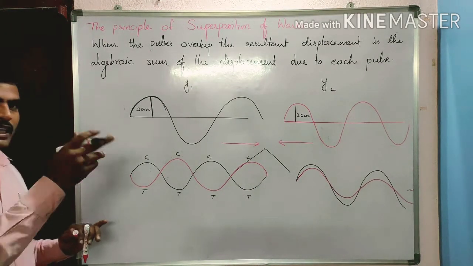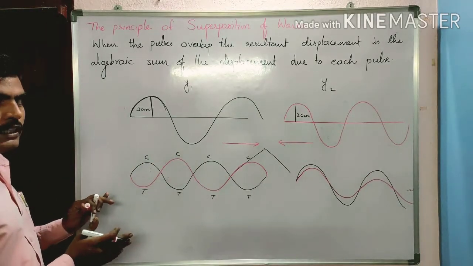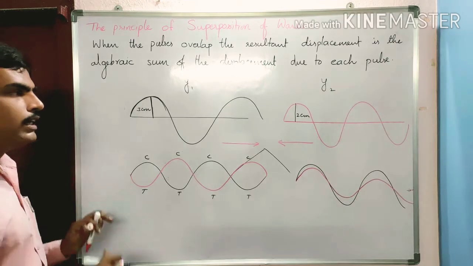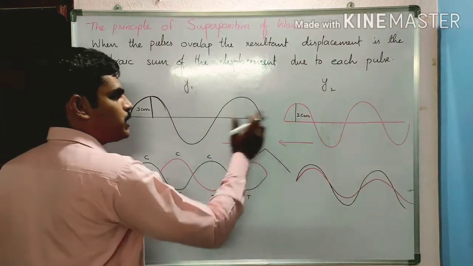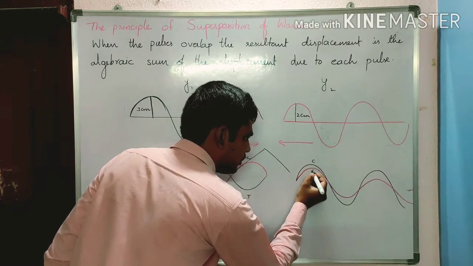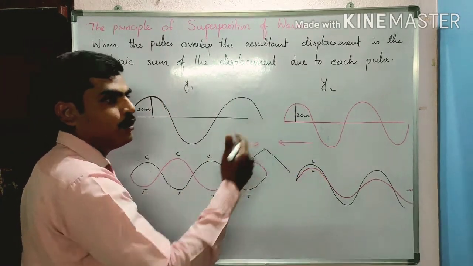So when overlapping is taking place, there is one possibility that a crest may overlap with a trough. This is one. The second thing, when this overlapping is taking place, a crest is overlapping on the crest of the other wave.